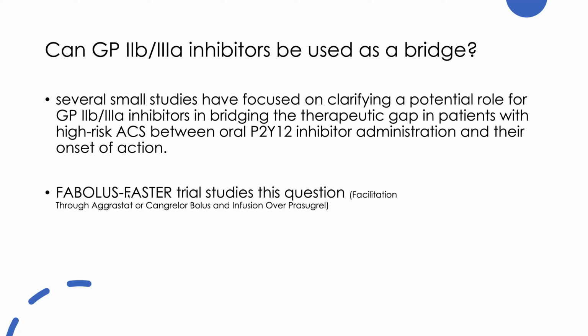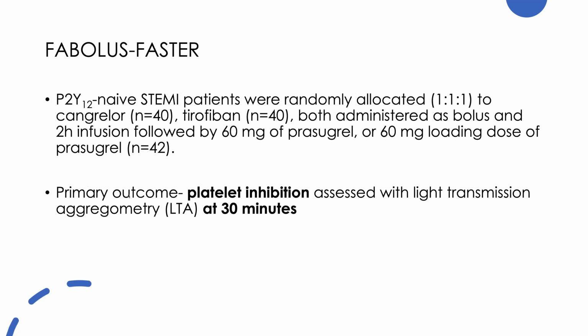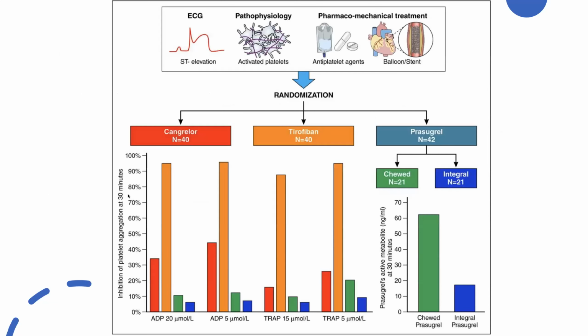So can we use those glycoprotein inhibitors as a bridge until we have those patients on the proper therapy? That's what the FABULOUS-FASTER trial, facilitation through tirofiban or cangrelor bolus and infusion over prasugrel, tried to answer. You get these STEMI patients and you randomize them. What's interesting about this trial is that it did not look at the usual primary endpoint of MACE. Most trials looked at it, but this one tried to answer platelet inhibition: how much platelet inhibition can you achieve at 30 minutes? And this is how the trial was designed.